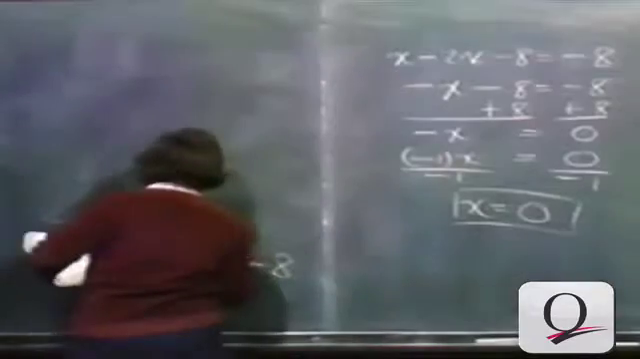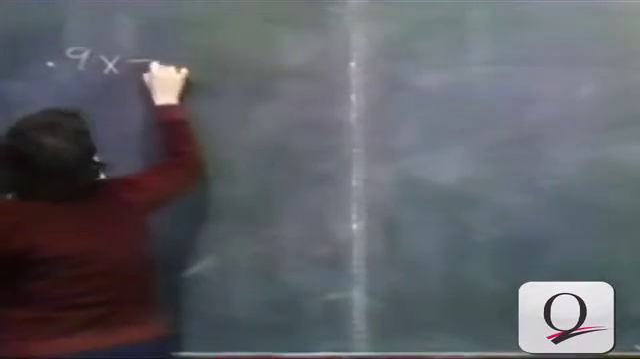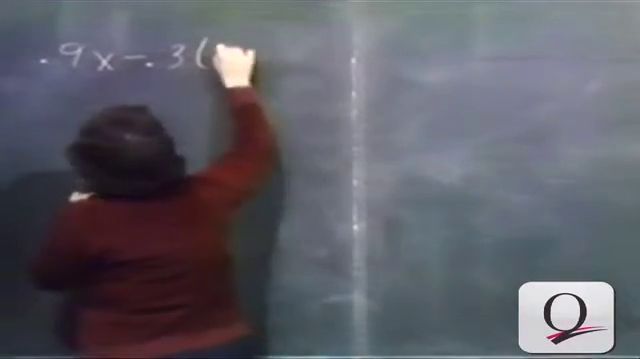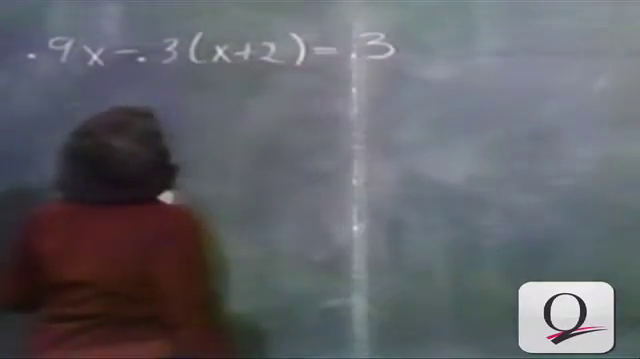Now, the last problem that we're going to work out is one with decimals. And this is very similar to working out a problem with fractions. In fact, I'm going to do it both ways. OK, the one we want to work out is this: 0.9x minus 0.3 times (x plus 2) equals 3.